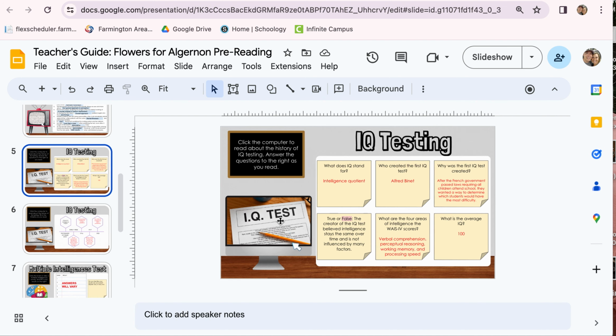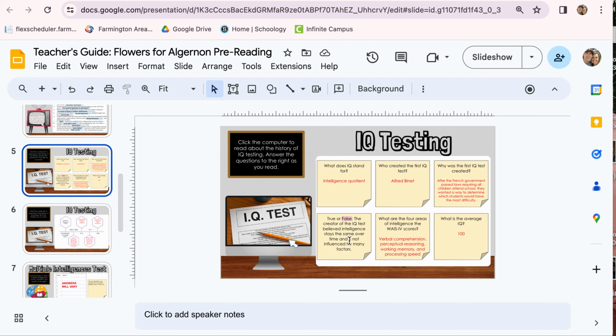All right, then you opened up this article right here to learn a little bit more about IQ testing. So here's some answers. What does IQ stand for? Intelligence quotient. Who created the first IQ test? Alfred Binet. Why was the first IQ test created? It says, after the French government passed laws requiring all children attend school, they wanted a way to determine which students would have the most difficulty, which, if we use our inferencing skills, is saying that before the 1900s, school wasn't required for people.